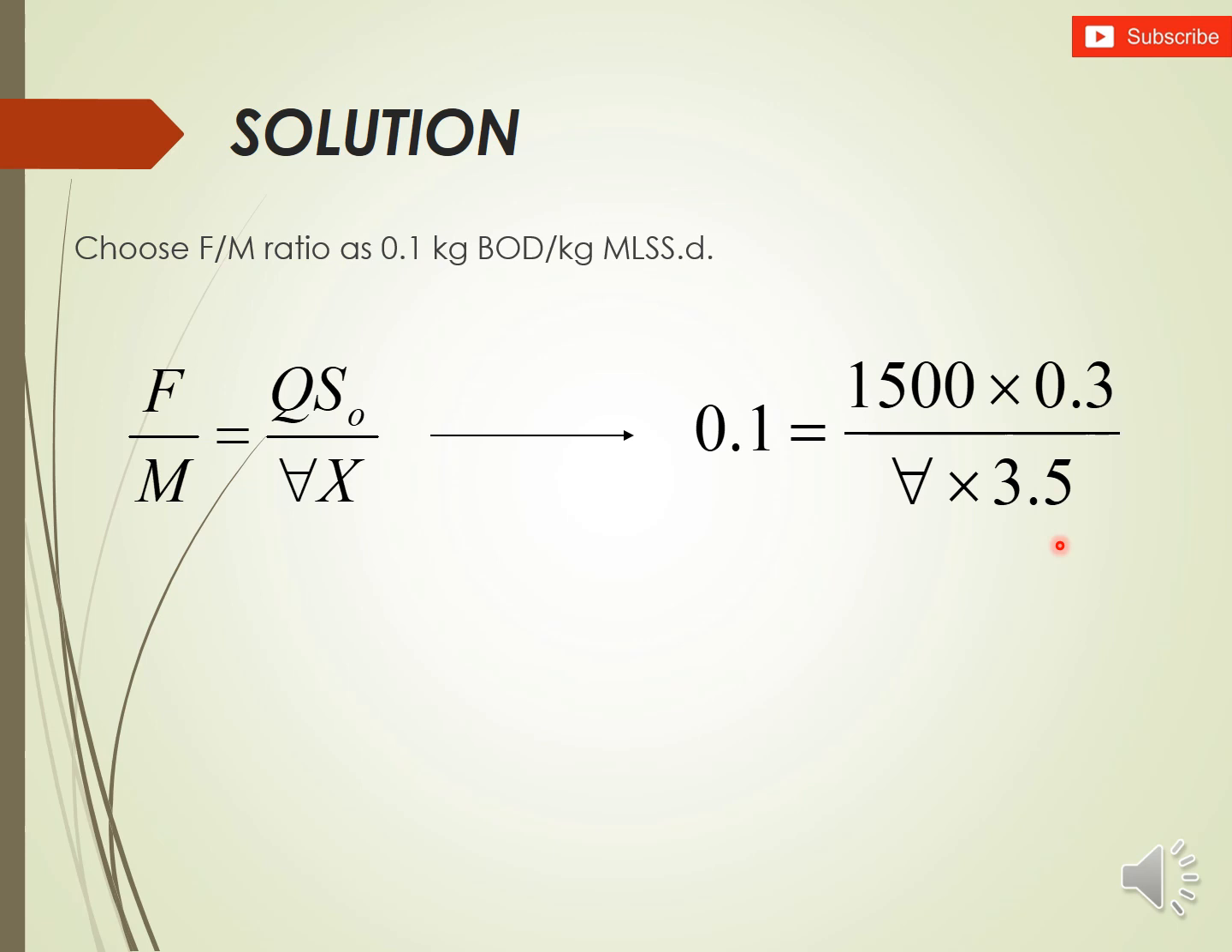3,500 converted to 3.5. Also the S node, the S is 300 firstly, so we substitute it as 0.3. Okay, the Q is 1,500. The F over M ratio is 0.1, so we can find the V. V is 1,286 meter cubic.